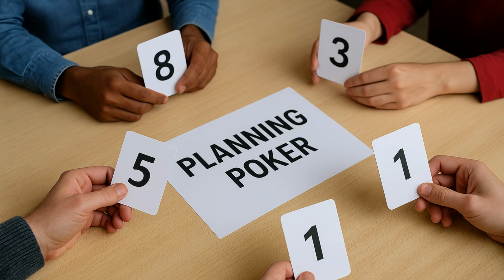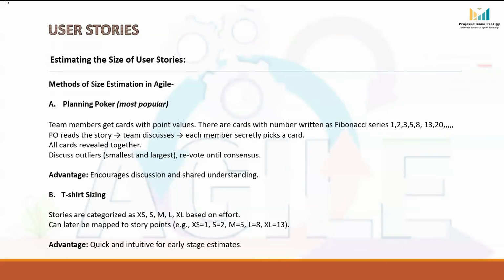If there are big differences, like one person choosing a very low number and another a very high one, the team discusses the reasons behind it. The beauty of this method is that it sparks good discussion and ensures everyone shares their perspective before deciding.